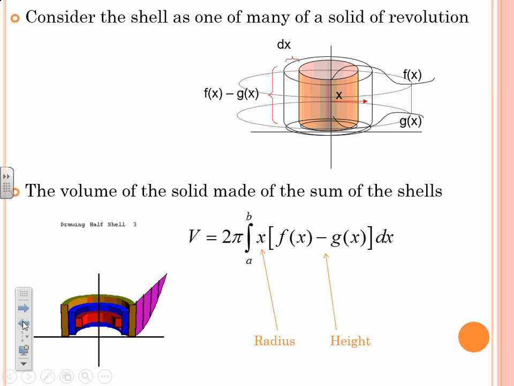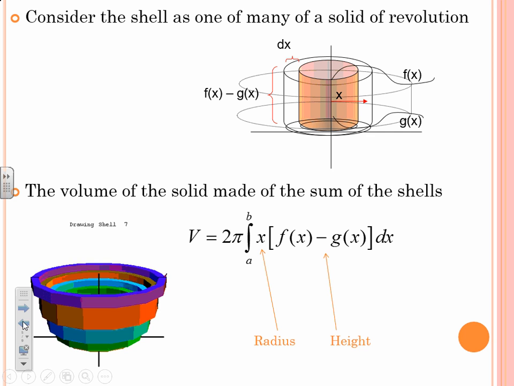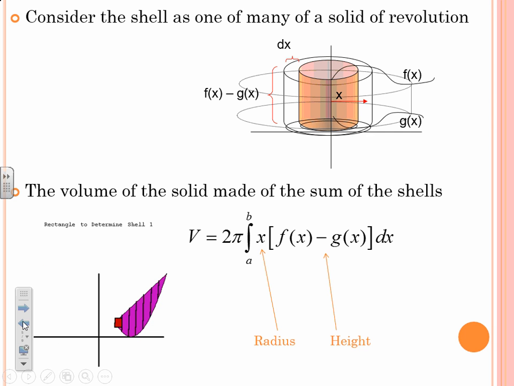So visualizing that rectangle rotating around your axis is going to be important, especially when we come to Friday, because you're going to have to recognize: is this rectangle going to make a shell, or is this rectangle going to make a disc? So, we're going to try a few examples. Are you ready?